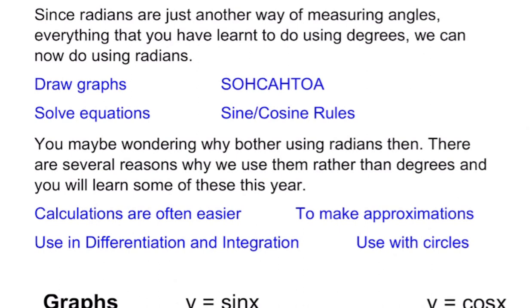If we're doing approximations of trig, we have to be in radians. Differentiating and integration doesn't work with trig unless it's in radians, and we'll discuss that later on in the course. And if we use circles, it can make our life a lot easier because, of course, radians has to do with pi, and a lot of our circle formulas have pi in them.